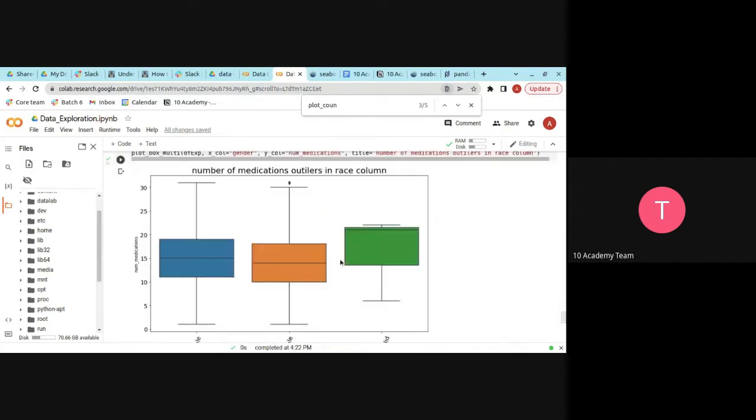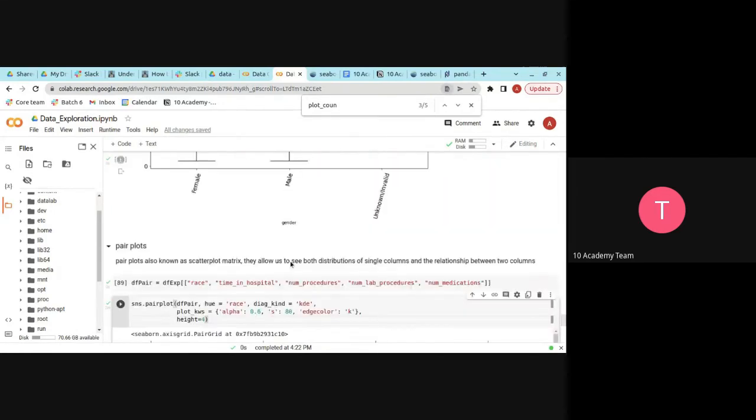And so you can use these visualizations in your report, or have a written summary of your findings by going through the EDA. And I think that's about it.